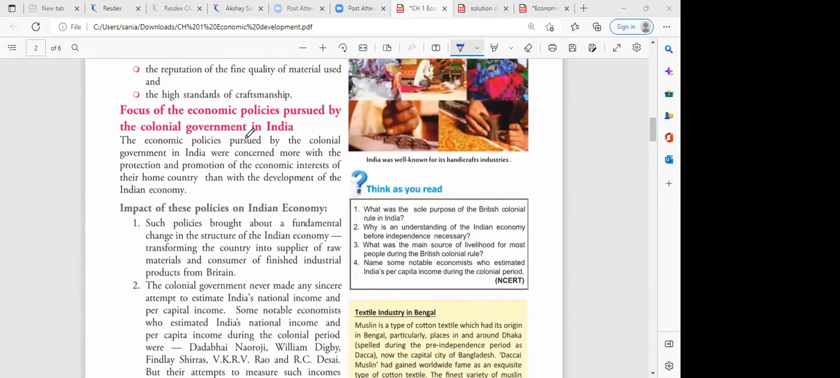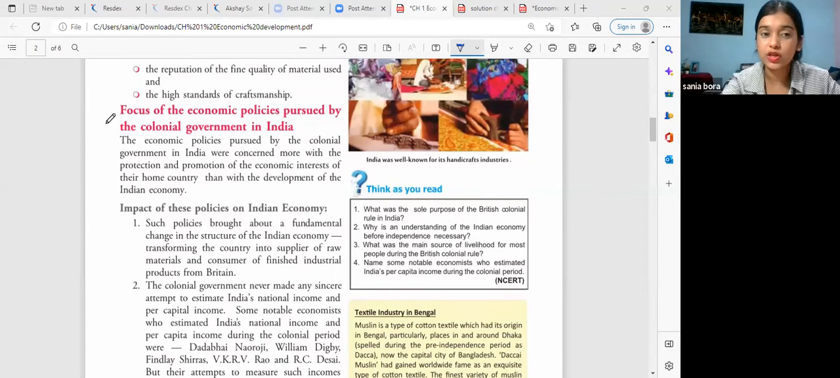Yes, teacher. Okay, so now you will be writing the question. You'll be writing: what was the focus of economic policies pursued by the colonial government in India. Okay, then you will be writing the answer. The economic policies pursued by the colonial government in India were concerned more with the protection and promotion of economic interests of their home country than with the development of the Indian economy.